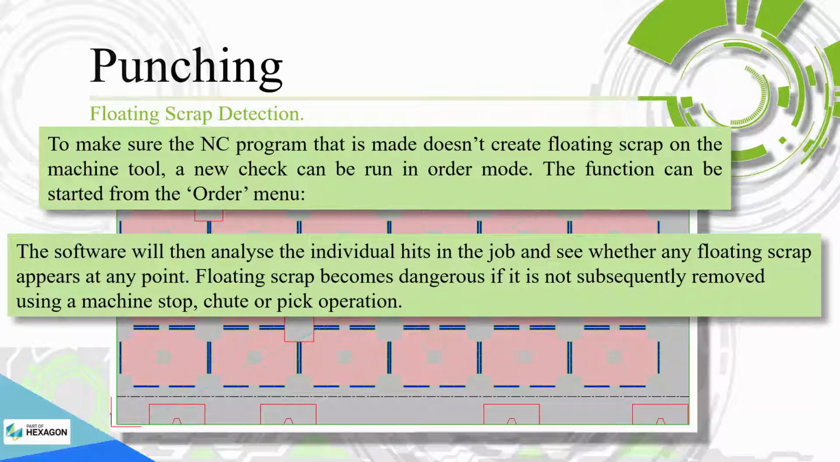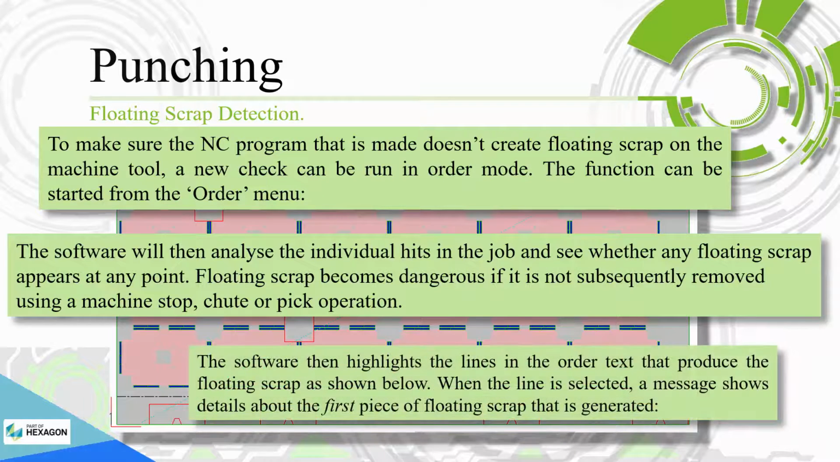Floating scrap becomes dangerous if it is not subsequently removed using a machine stop, chute or pick operation. The software then highlights the lines in the order text that produce the floating scrap. When the line is selected, a message shows details about the first piece of floating scrap that is generated.